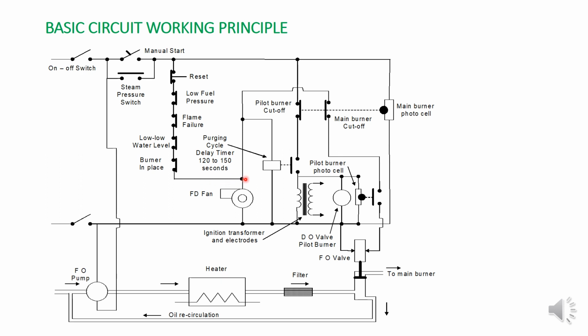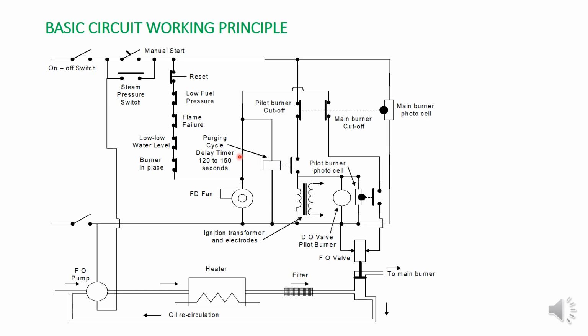So once all these safety conditions are okay, only then will the FD fan start. Now the FD fan is started because the power has already been completed to here, and this is the common line. Okay, so the FD fan will start. Once the FD fan starts, you see the power is going to this. So what is this? This is the purging cycle timer.